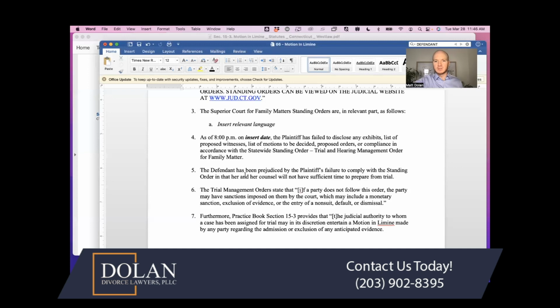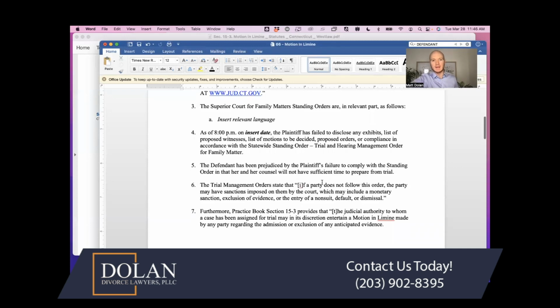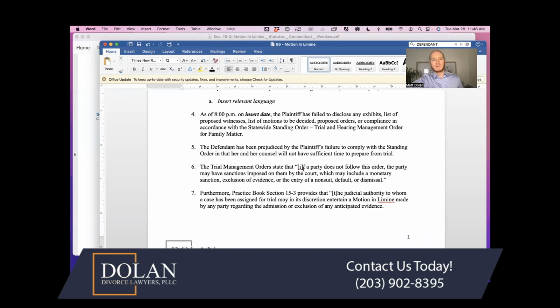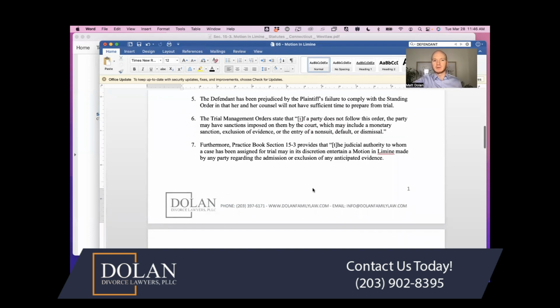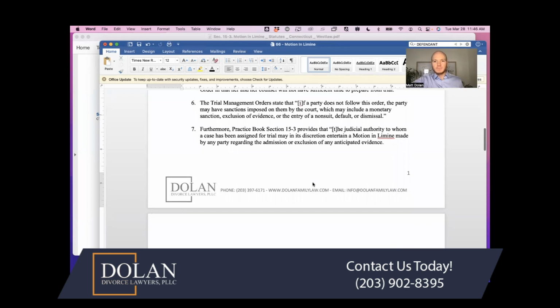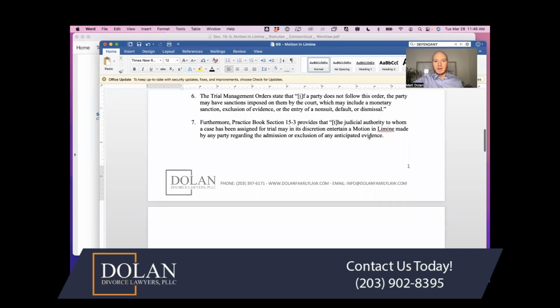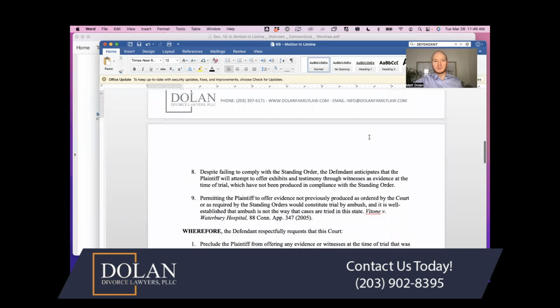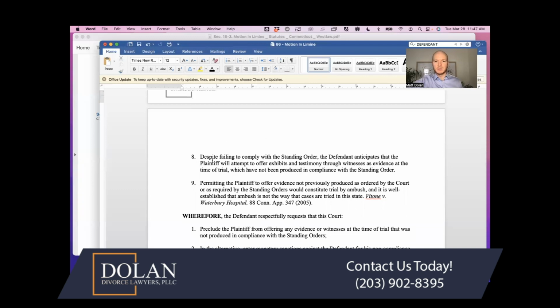And we are prejudiced by the plaintiff failing to comply with that standing order. The order specifically says if a party does not follow this order, the party may have sanctions imposed on them by the court, which may include a monetary sanction, exclusion of evidence, or the entry of a non-suit, default, or dismissal. It also says that the court may entertain a motion in limine made by a party trying to exclude evidence. Then put a little bit of a description that despite failing to comply with the standing order, the defendant anticipates that the plaintiff will attempt to offer exhibits and testimony through witnesses as evidence at the time of trial, which have not been produced in compliance with the standing order.